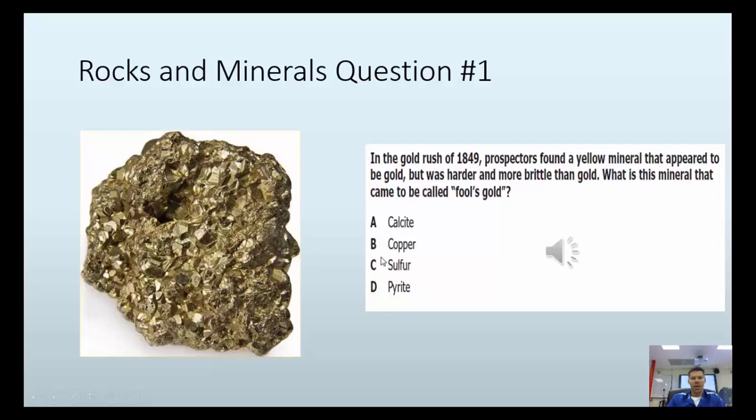This mineral is not sulfur. Remember, that's the yellow one that kind of has a funny smell to it. It's not copper. It's definitely not calcite. Remember, that was the mineral that reacted strongly with the acid. That was more square, had three-dimensional cleavage. This mineral is called pyrite.